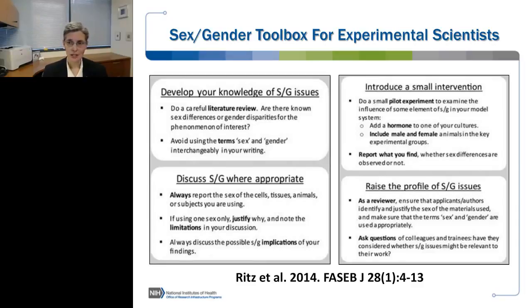We want to raise the profile of sex and gender issues, and we look to each other to be advocates for this. As a reviewer, you can ensure that applicants and authors identify and justify the sex of the materials used, and make sure that the terms sex and gender are used appropriately. Ask questions of colleagues and trainees. Have they considered whether or not sex or gender might be relevant to their work?